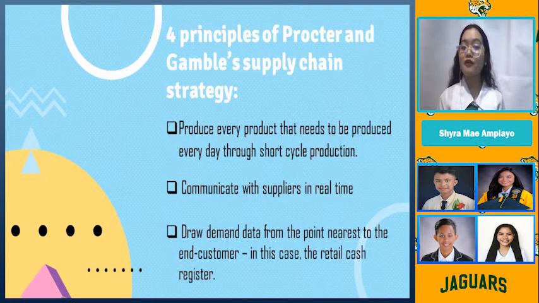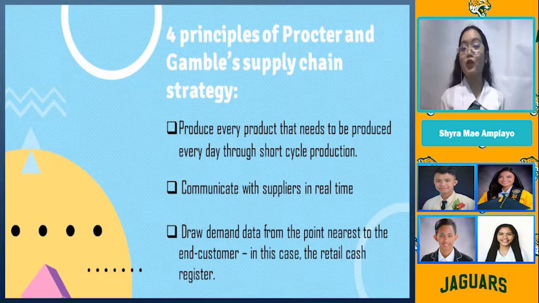First is to produce every product that needs to be produced every day through short cycle production. Short cycle production has plenty of advantages, one of which is the better positioning for distribution channels. A shorter production cycle is a powerful selling point to companies seeking to please their distributors. The ability to produce on a tighter timetable improves distributor relationships and attractiveness, thus increasing market share and reliability.